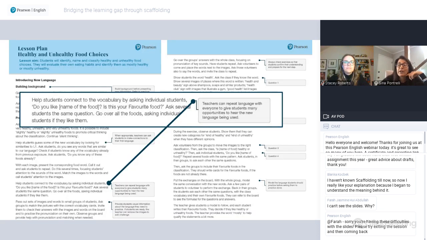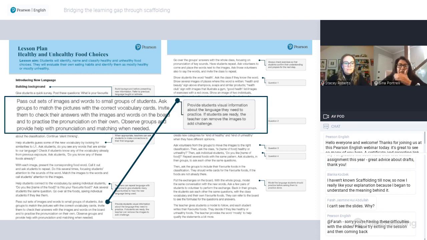And then the teacher moves on to repeating the new language multiple times to give students many opportunities to hear the new language being used. This repetition is a scaffolding move we discussed in our speaking section to help stabilize those skills before you personalize and extend the task. So you can see here that this helps students connect to the vocabulary by asking individual students, do you like this food? Is this your favorite food? And you ask several students this same question, going over all of them.